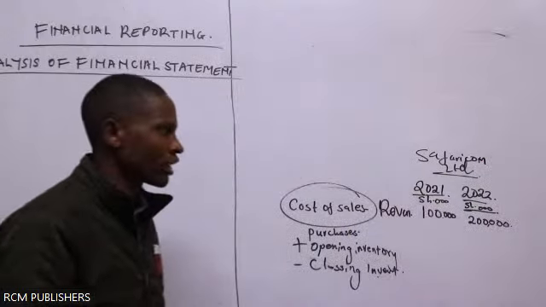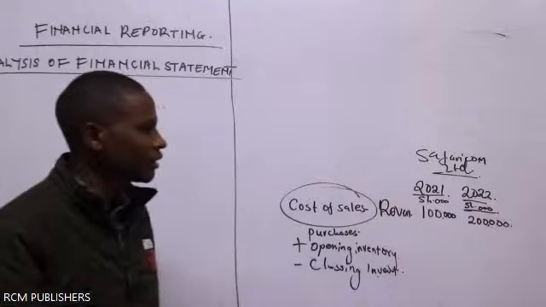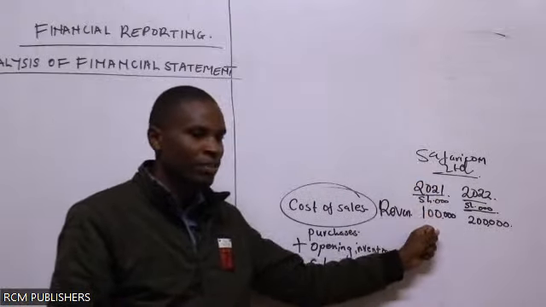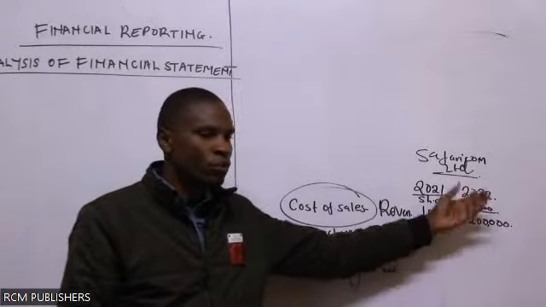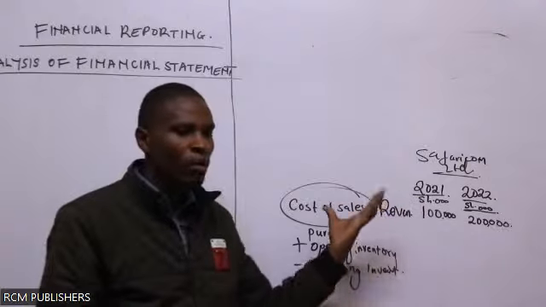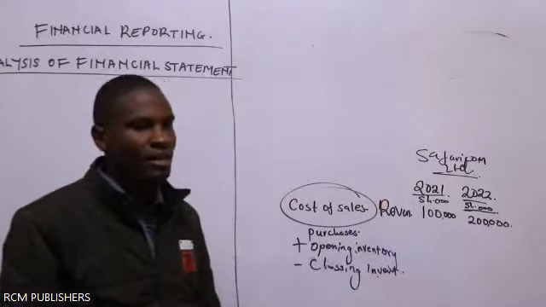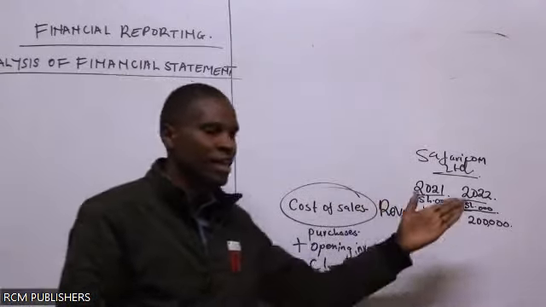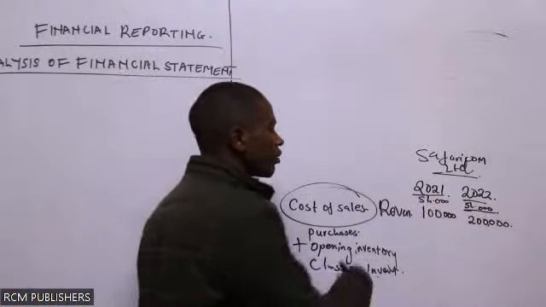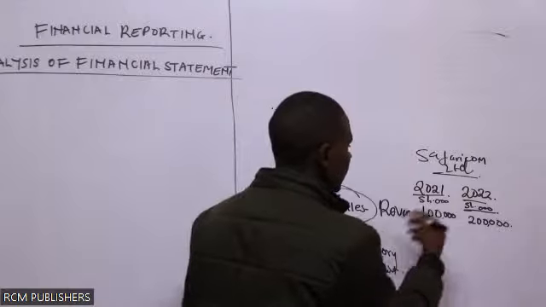That is very correct. Because I can say if the revenue for year 2021 was 100,000, and then in 2022 we got 200,000, that means there was an increase. We shall see the trend, or the percentage increase for such a profit.